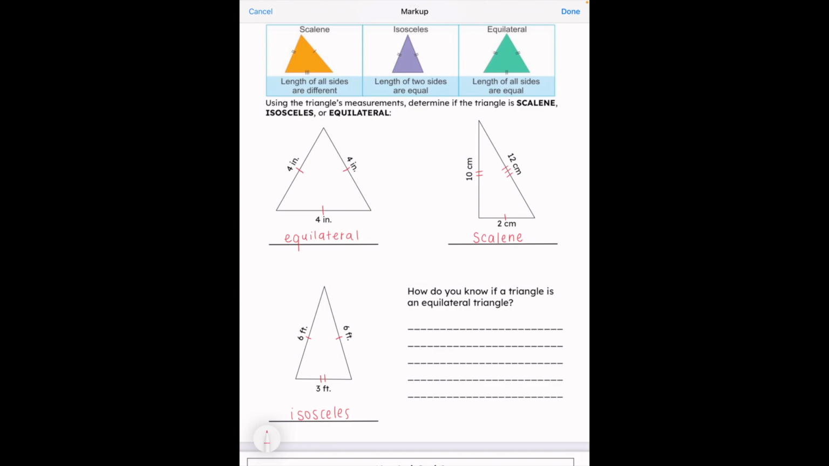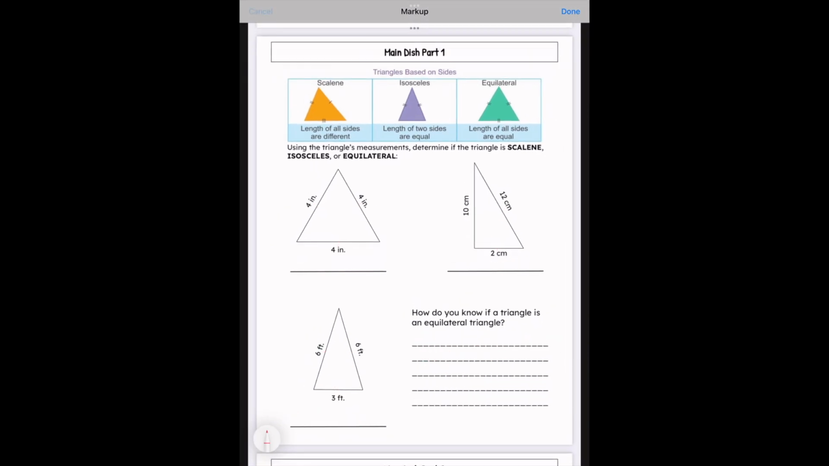How do you know if a triangle is an equilateral triangle? Well, if all 3 sides are the same length. That's how you would know if it's an equilateral triangle. Go ahead and turn to main dish part 2.